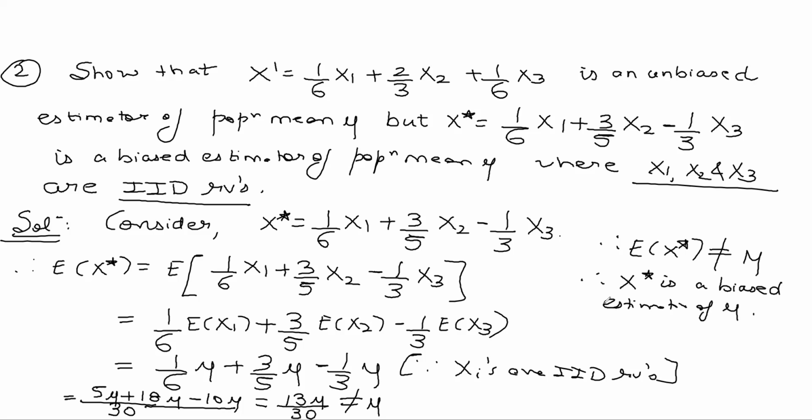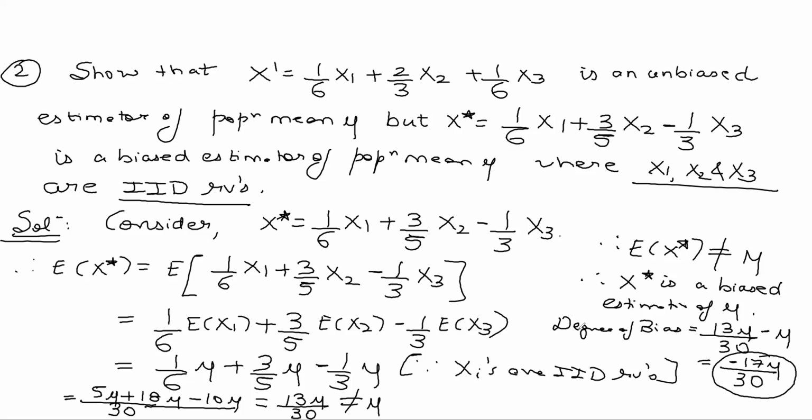And if I ask you what is the degree of bias, so degree of bias is equal to 13 mu by 30 minus mu, which is 13 minus 30, how much? Minus 17 mu by 30. This is the degree of bias.